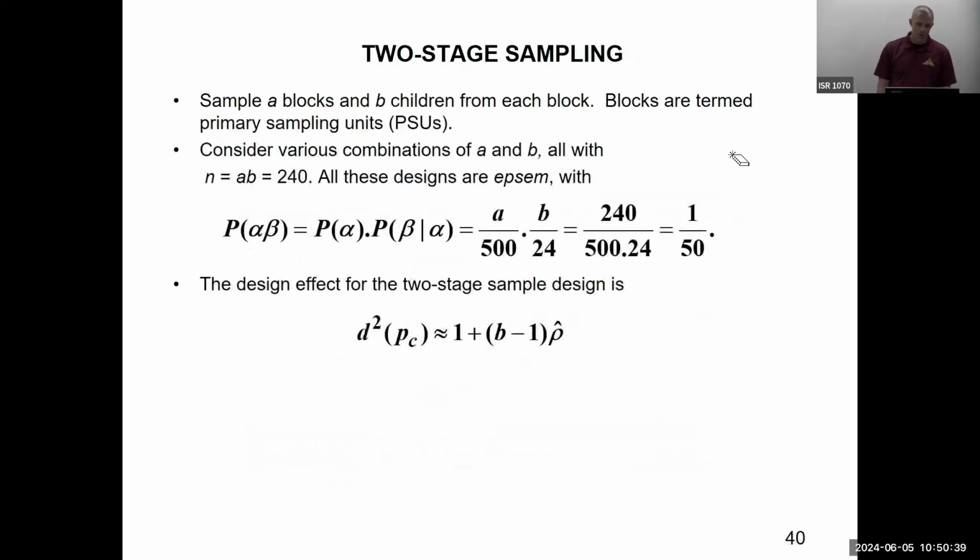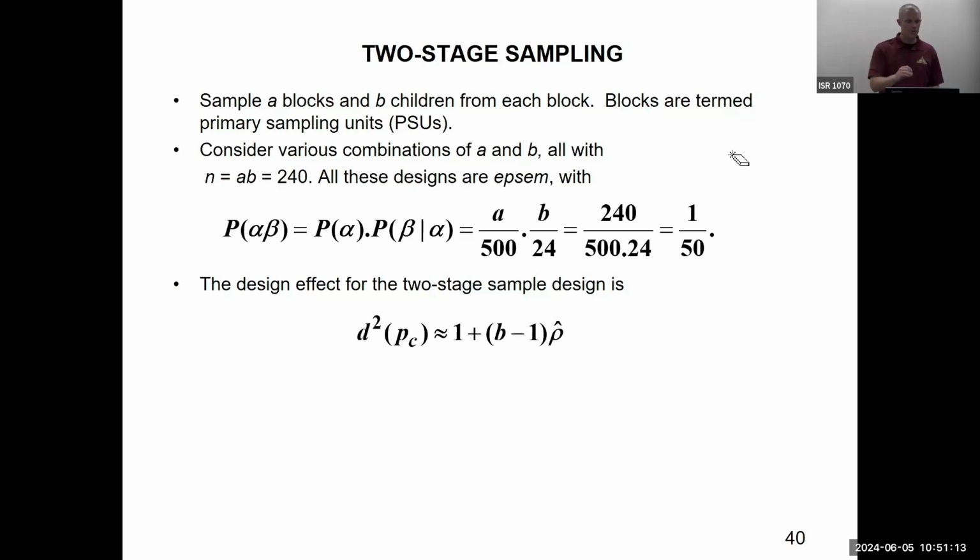Now, in that example, we took all kids within each cluster. More often, there's going to be some form of multi-stage sampling, like we talked about in Haynes. So suppose your sample design called for a sample of little a blocks, but then little b children from each block. Now you have a decision to make about little a and little b. What should those be to produce a sample of size 240? We have all these possible choices, right? 80 blocks, 3 kids per block. 20 blocks, 12 per block, et cetera, et cetera.